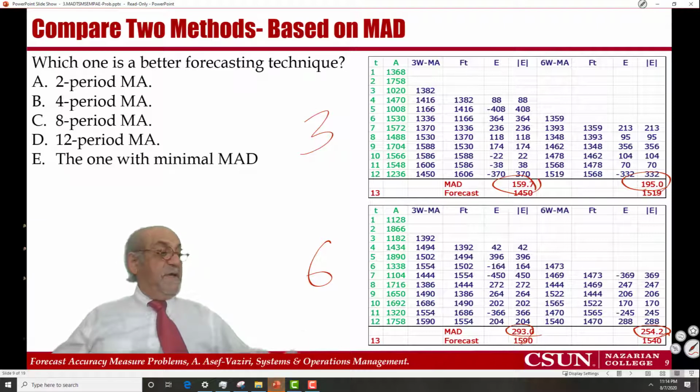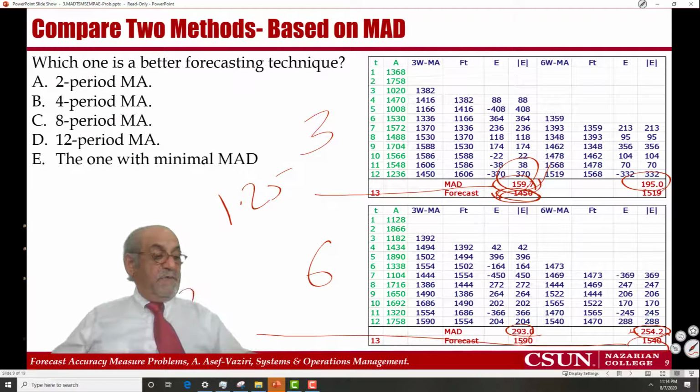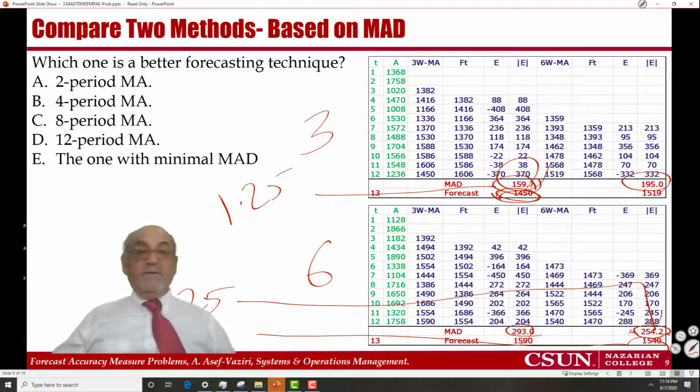For this data, our forecast is based on the 3-period moving average. The average is this number, and the standard deviation is 1.25 times MAD. For this one, 6-period, our forecast is 1540, and the standard deviation of the forecast is 1.25 multiplied by this 254.